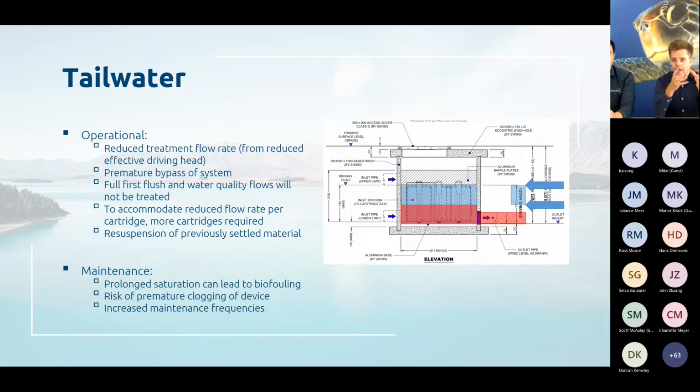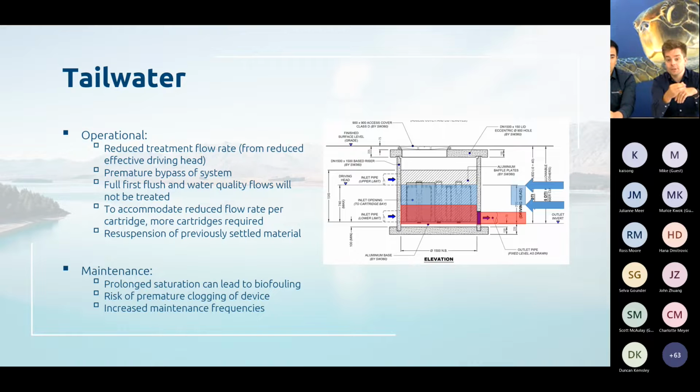The other issue with having an operational tailwater is that for all treatment systems, water is designed to flow one way. It's designed to come in, be treated, and then flow out. And if we have water back flushing through the treatment system, that can lead to resuspension of material, sediment, contaminants that have previously been settled out from the water.